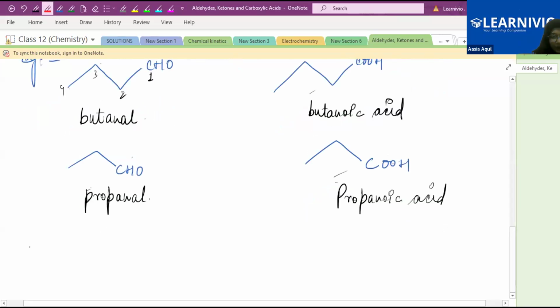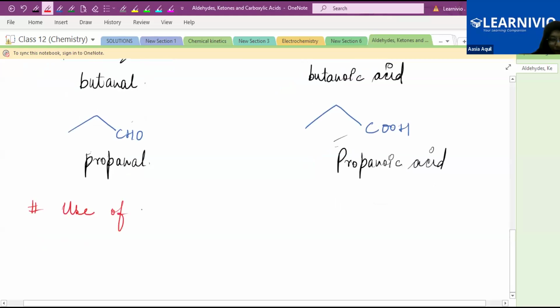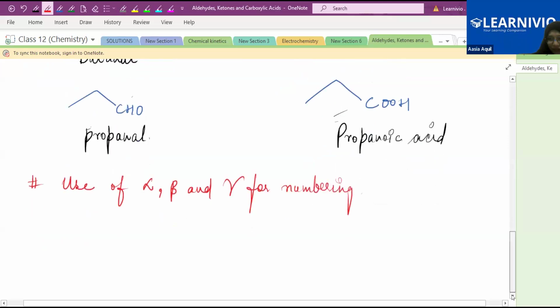Okay. Now write down how we can use alpha, beta, and gamma for the numbering. Just like 1, 2, 3, we can also use alpha, beta, gamma, delta for the numbering in the IUPAC nomenclature. So write down use of alpha, beta, and gamma. You can also write down, if more than gamma, then delta. So alpha, beta, and gamma for numbering. You can also use alpha, beta, gamma, but commonly we just use 1, 2, 3, 4, and so on.